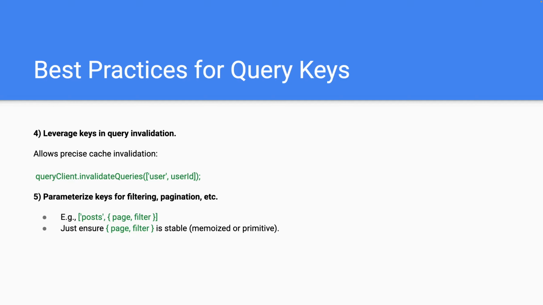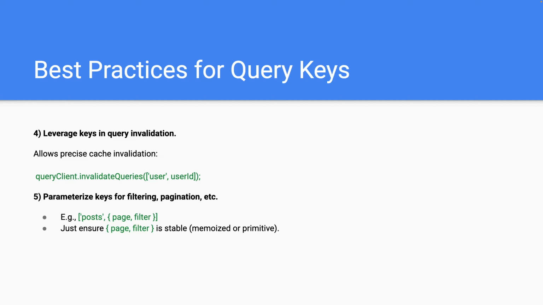But in this example, the page is just a number and filter is a string. So remember the second best practice that I said, use primitive types like numbers and strings. And here in this example, they are also primitive. And with this, I am making sure that I am caching, for example, the second page of the post.